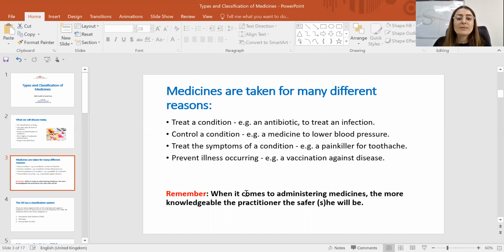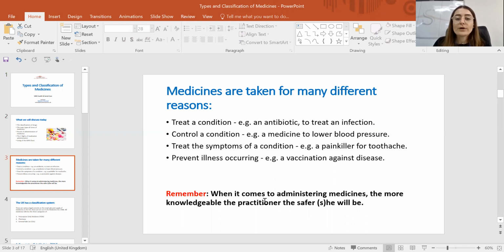In general, medicines are taken for many different reasons. For example, medicines to treat a condition, like antibiotics to treat an infection. Also, medicine to control a condition, for example, a medicine to lower high blood pressure. Also, medicines to treat the symptoms of a condition, for example, painkillers. Also, medicines to prevent illness that may happen, for example, vaccination against disease, like the COVID-19 vaccine.